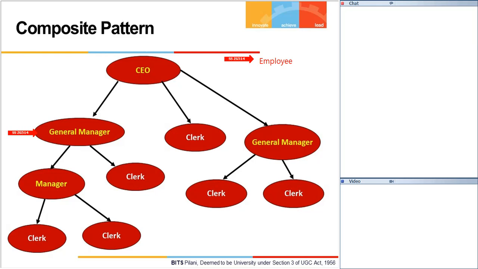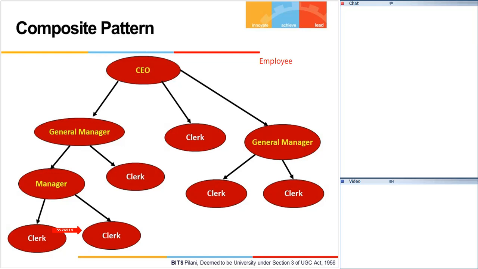Whereas a general manager here is a composite object. It consists of further objects which are inside it. Now these objects which are inside this general manager could be either composite objects or atomic objects, right? Further, this manager is also an object which is a composite object, just because he has further atomic objects placed inside him.